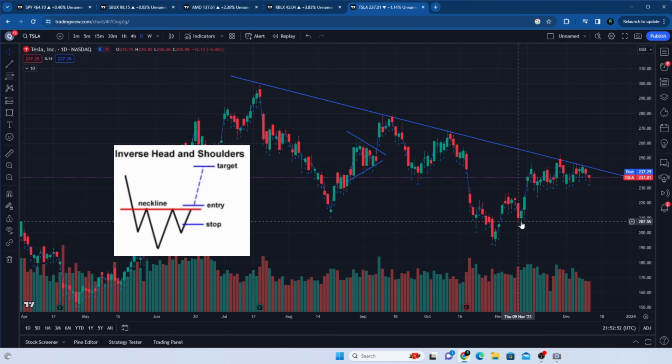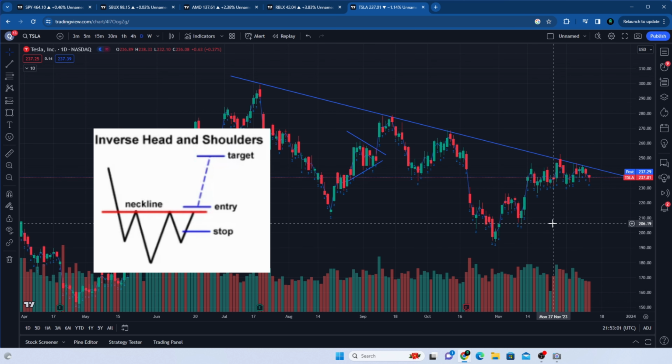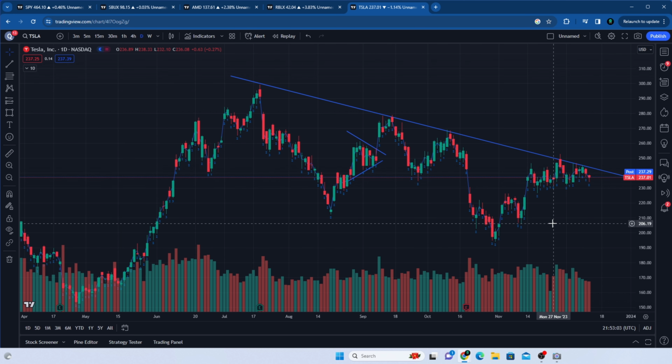Now, here's the left shoulder. Here's the head. Here's the right shoulder. And here is the neckline. Just about right there is the neckline, okay? Now, the highest probability way to play a head and shoulders or an inverse head and shoulders is to play the breakout of the neckline. Head and shoulders and inverse head and shoulders are also reversal chart patterns. So when you see these, expect a reversal, okay?